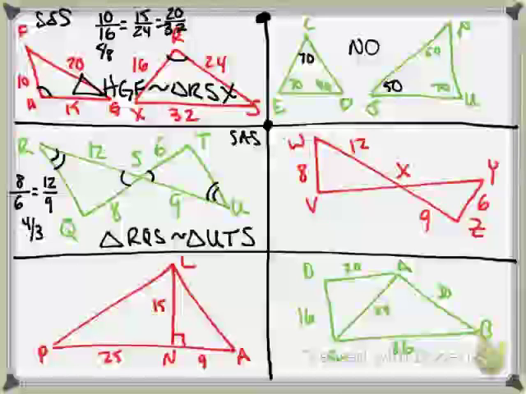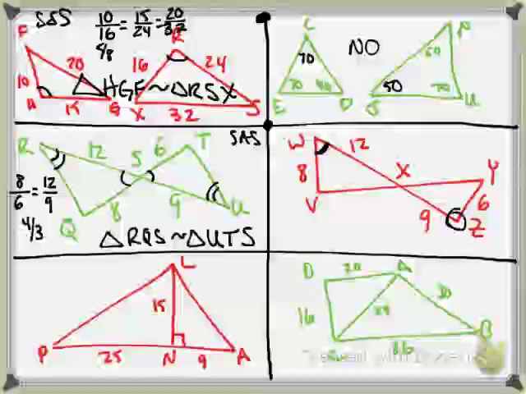For the next one, middle red, if they work, what would our reason be? Side, angle, side. For side, angle, side, we need two sides and the angle between the sides. Is that what we have? Yes. What angle is between the sides marked 8 and 12? W is the one that's between. And Z would be the one that's between.